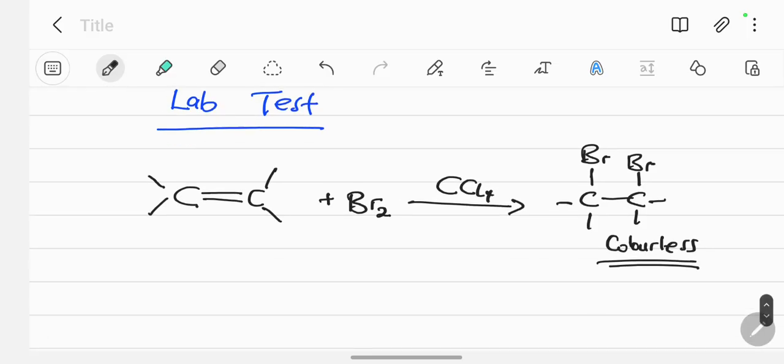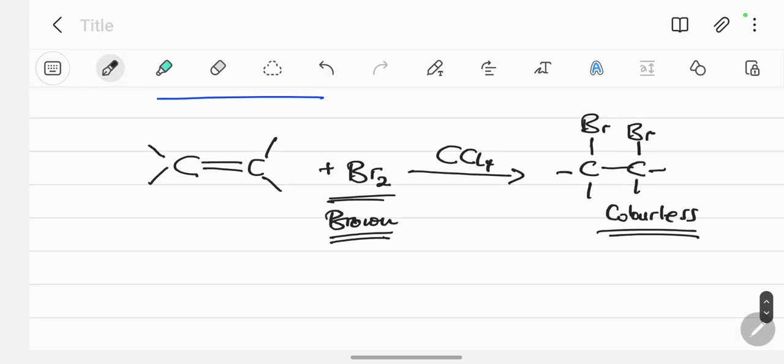And if that one is colorless there, and yet this side it was brown or reddish brown, your observation will be the reagent or reddish brown solution turns colorless, and the conclusion will be alkene detected or alkene present.